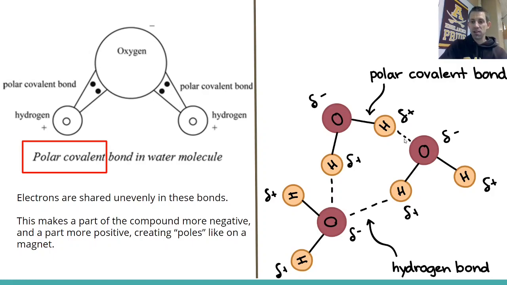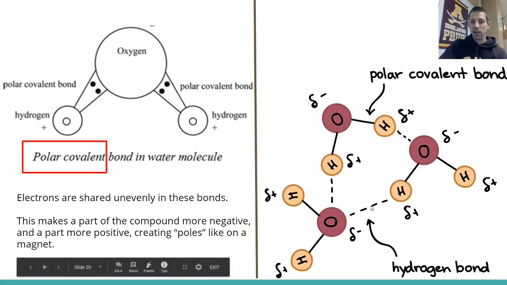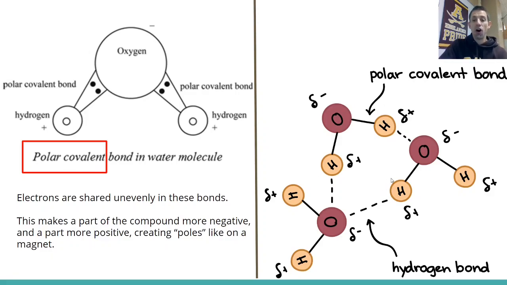And there's a name for this slight interaction. It's indicated right here. It's called hydrogen bonds. It'll happen between several, if not all, of the water molecules, which keeps the water molecules very close to each other and creates some really unique chemical properties for water that we'll get into a little bit more later.